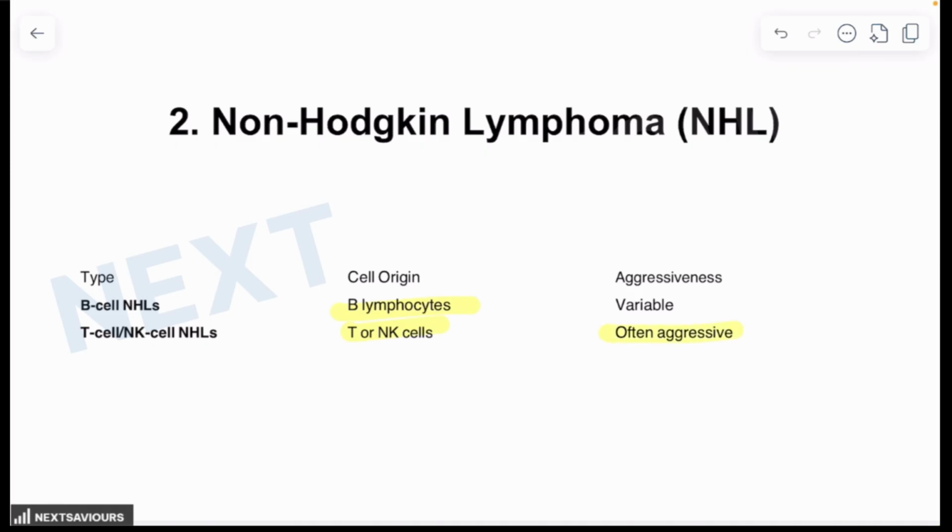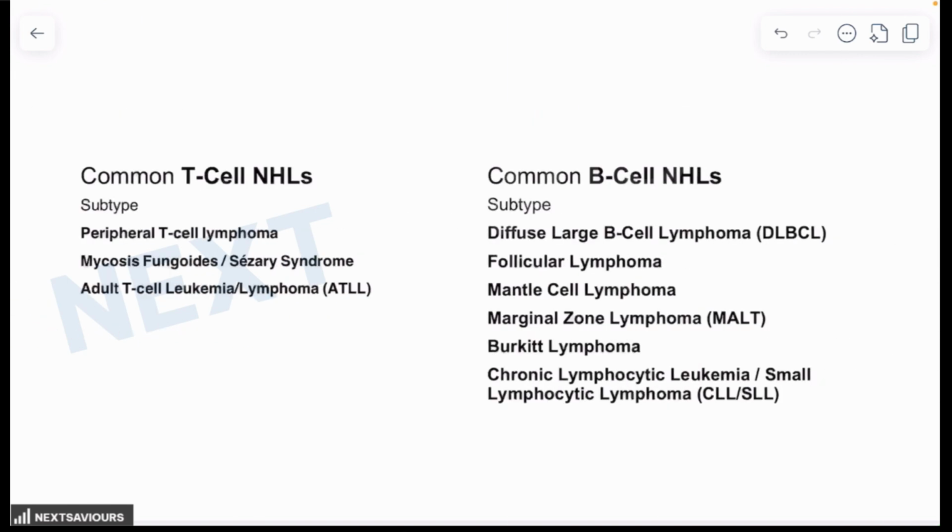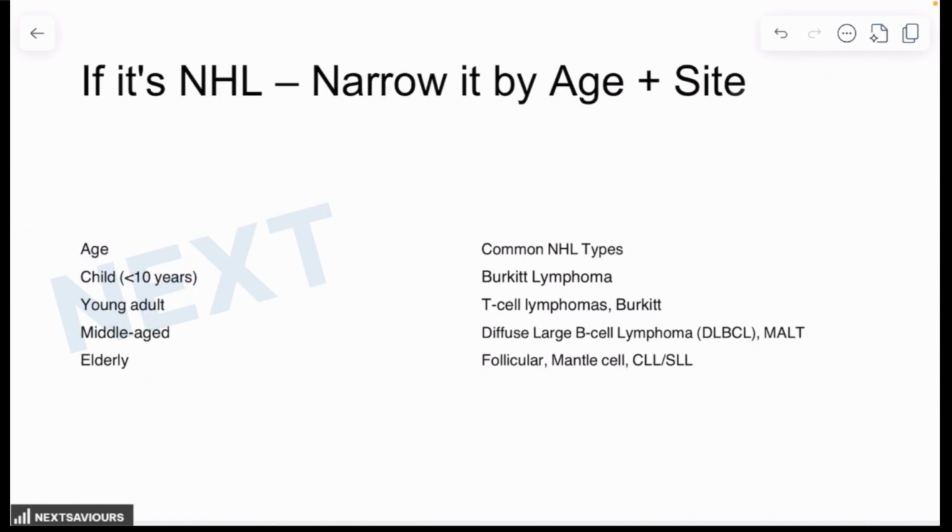And these T lymphocyte origin tumors are often aggressive, while the B lymphocyte tumors could be variable and could be differentiated. These are the subtypes which are commonly kept in your examination. But if the non-Hodgkin's lymphoma has to be narrowed down, then there are two important key features provided to you in the question. One is the age, and the other one is obviously the site.